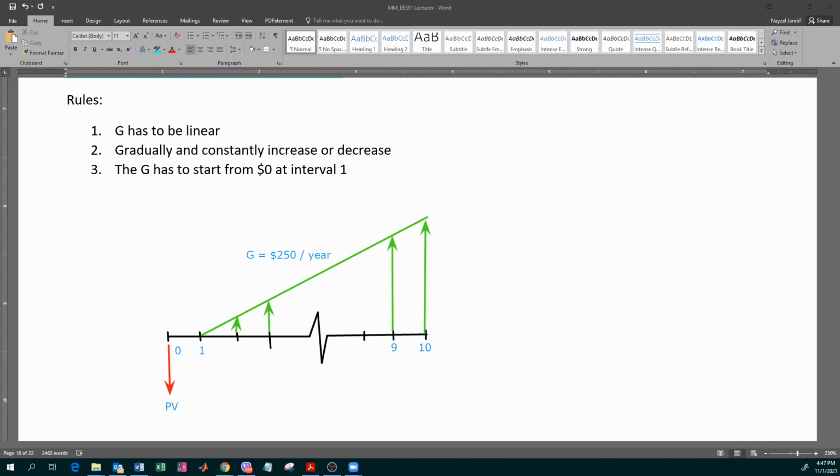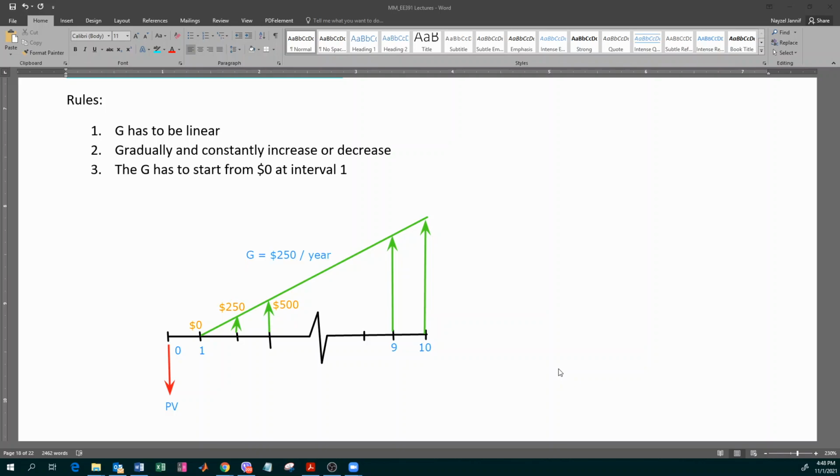So if you've got a G of that, what that means is that you have 250 over here, then you have 500 over here, and who knows how much you would have by the time you reach the 10th interval. So when you say G of 250 at year 1, the key thing is that that amount is 0 at year 1. See what's happening?